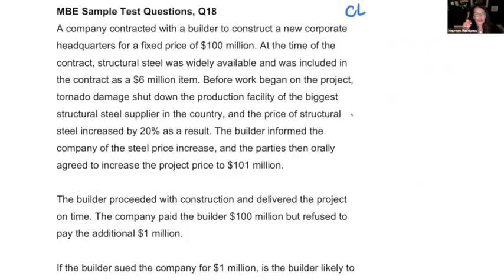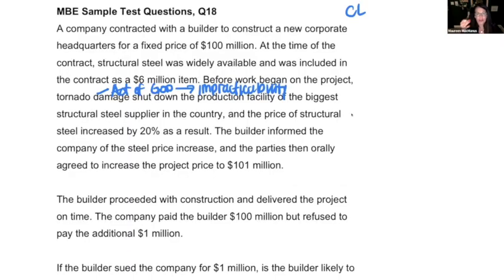At the time of the contract, structural steel was widely available and was included in the contract as a $6 million item. Before work began on the project, tornado damage shut down the production facility of the biggest structural steel supplier in the country. So let's see, structural steel, and it's a tornado, right? So this is an act of God. Whenever we see an act of God, you usually want to think of what in terms of like a defense or in terms of needing to modify a contract. Yeah, force majeure and impracticability. Really more impracticability than impossibility. But it's not impossible. So it's impracticability.